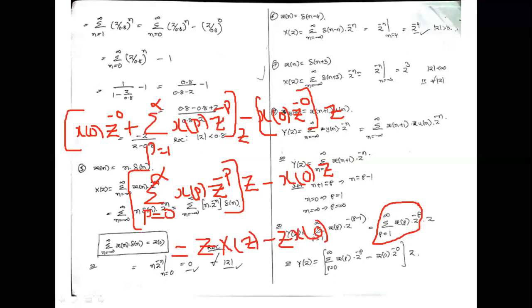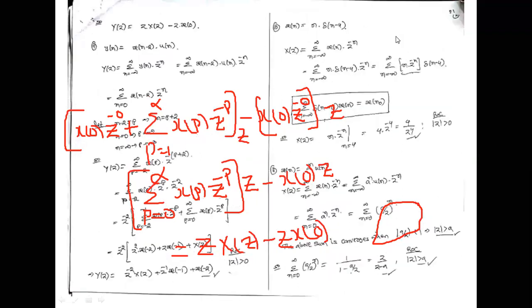Now whatever y of z is here, see that only: y of z is equal to z into x of z minus z into x of 0 also. Don't confuse. But in the unilateral case, definitely there is a subtraction or addition of the initial value conditions also. But bilateral means we only get z x of z only.